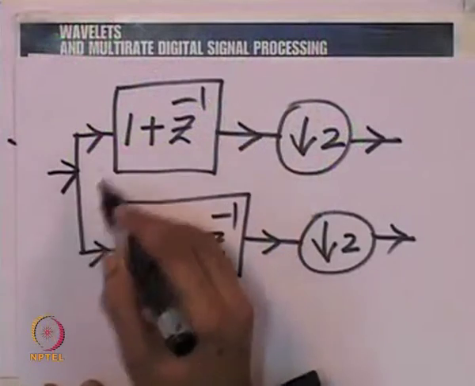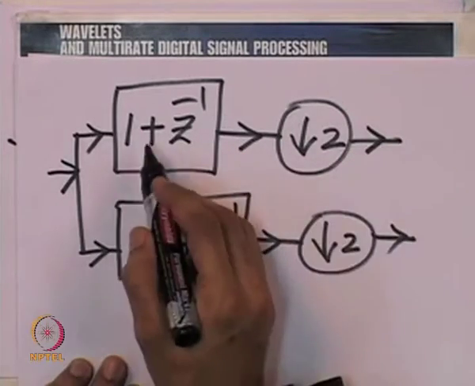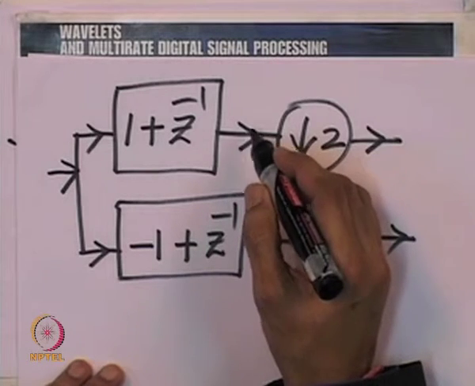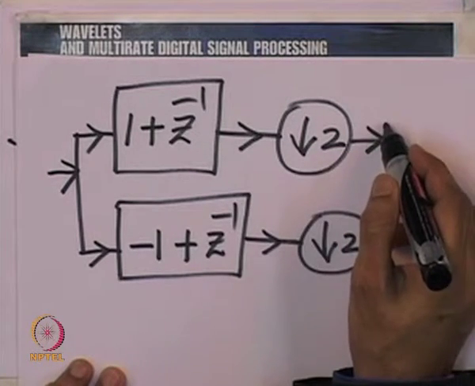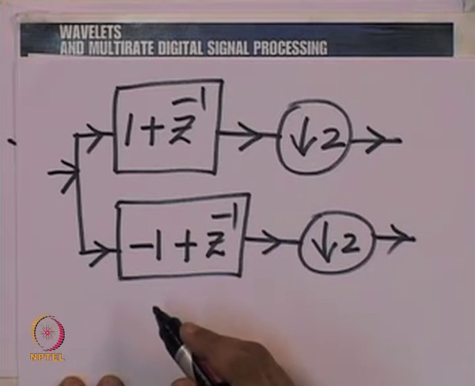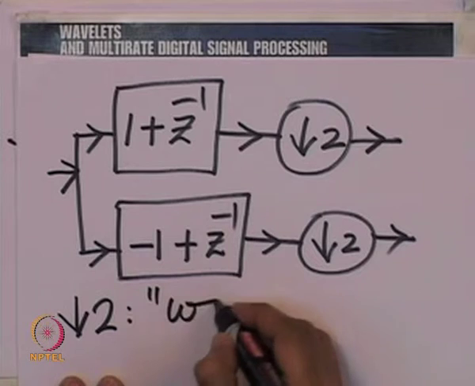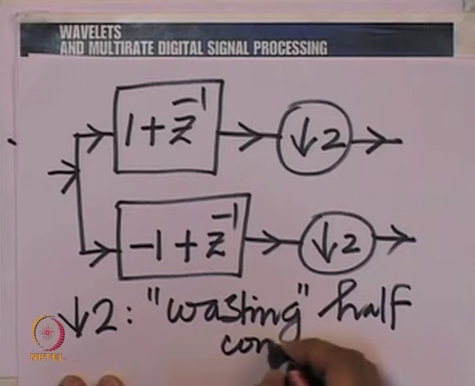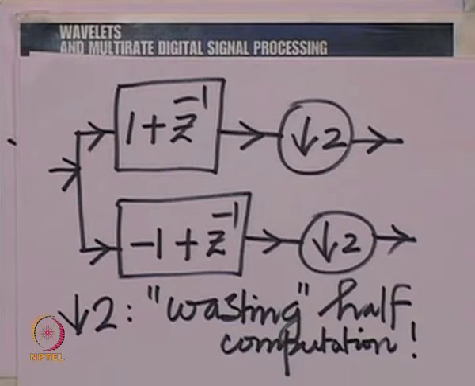Now, what are we doing in the structure here? We are taking the input, we are subjecting it to a convolution here. Let us look at this branch, for example. We are subjecting it to a convolution, albeit a small convolution, and then downsampling. Now, you are calculating all outputs of the convolution here, as also here. And when you downsample, you are losing half of those samples, half of that computation is entirely wasted. So, let us make a remark: down by 2 means wasting half the computation. Every other sample is dropped here, but you have computed it here. So, it is a terrible thing to do.